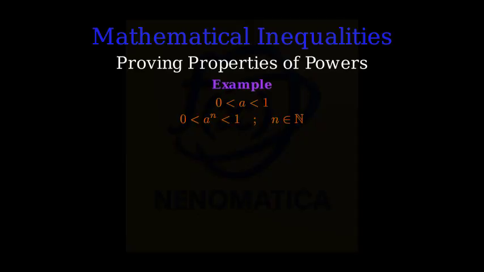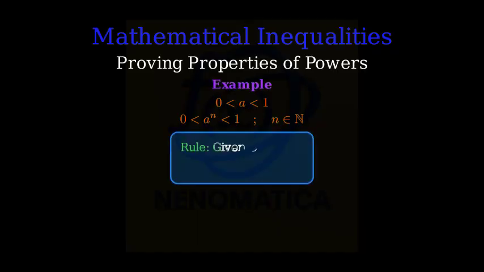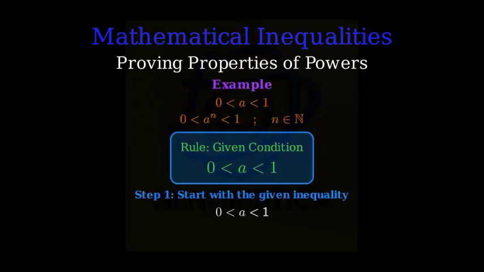We need to prove that a raised to the power of n is also greater than 0 and less than 1 for any natural number n. Let's begin our solution. Step 1. We start with our given inequality. 0 is less than a which is less than 1.